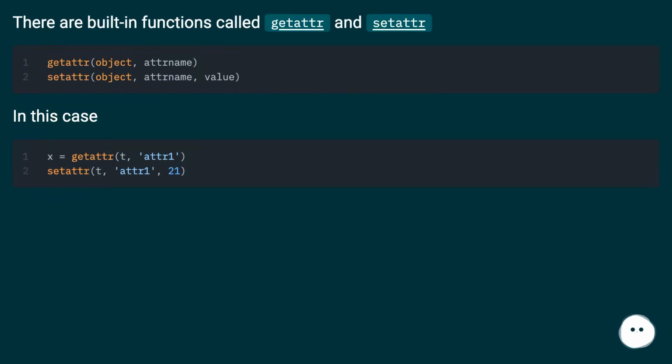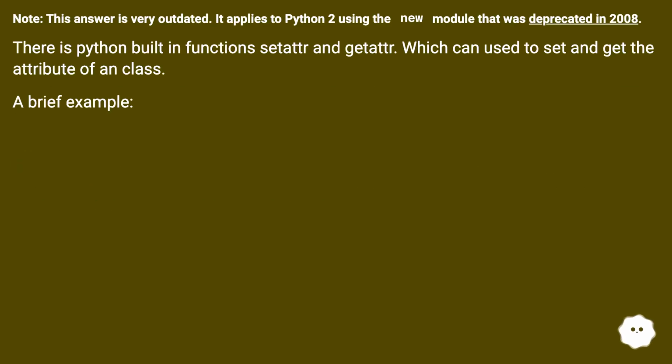In this case, note, this answer is very outdated. It applies to Python 2 using the new module that was deprecated in 2008. There are Python built-in functions setattr and getattr, which you can use to set and get the attribute of a class. A brief example.